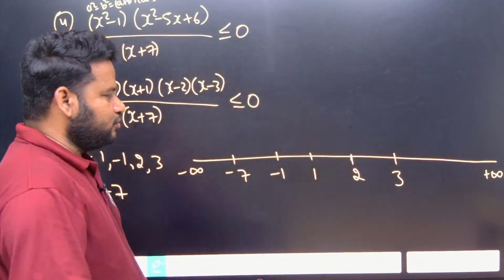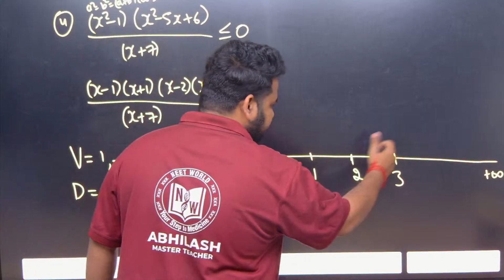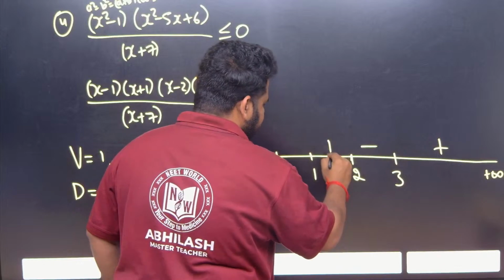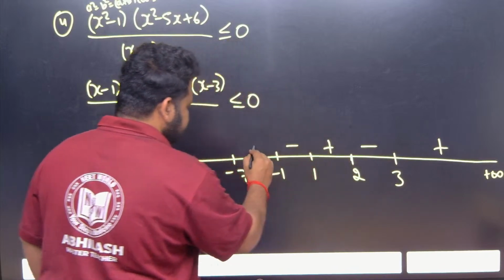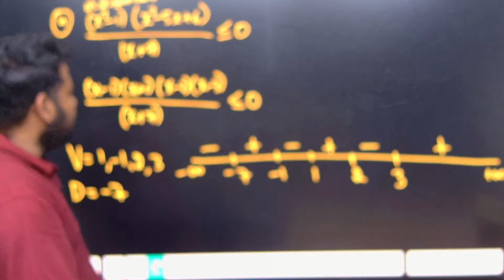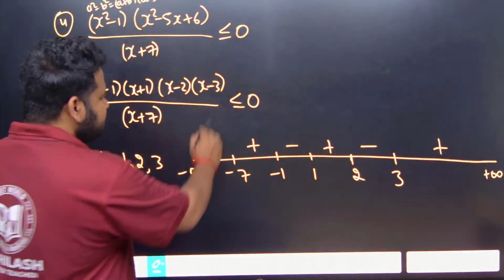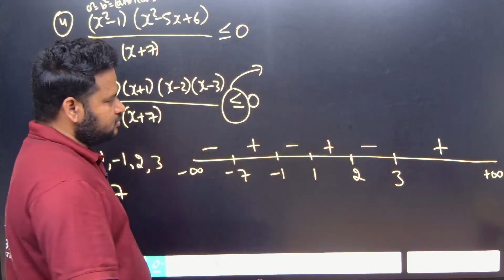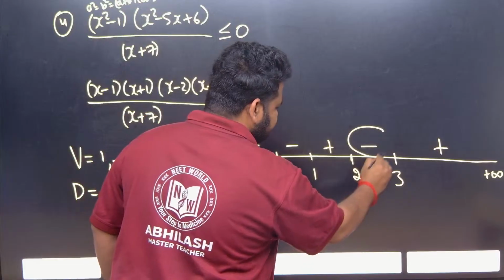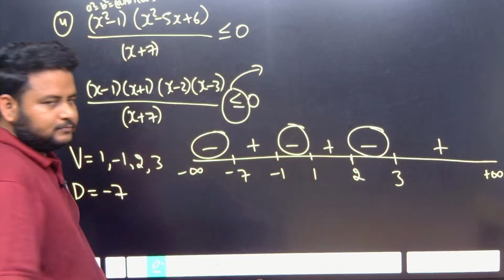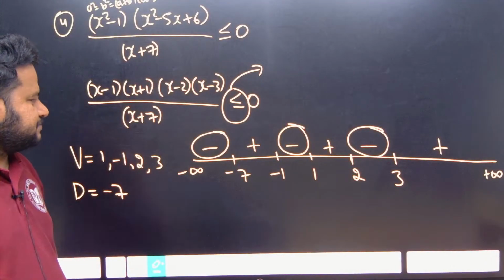By convention, I told you we have to start with plus from this end. So this is plus, this will be minus, plus alternately, this is minus, and this is plus, and this is minus, and this is minus. Now what is the inequality asking? It is less than or equal to 0, that means it is looking for negative values. The negative values are present here, here, and here. So at 3 places it is present.